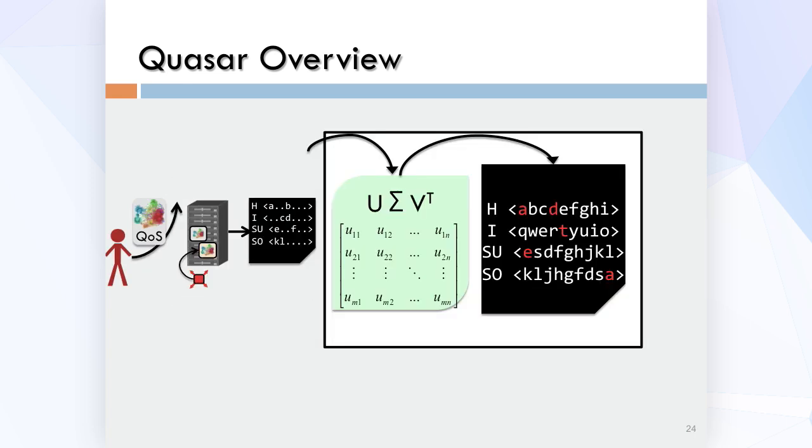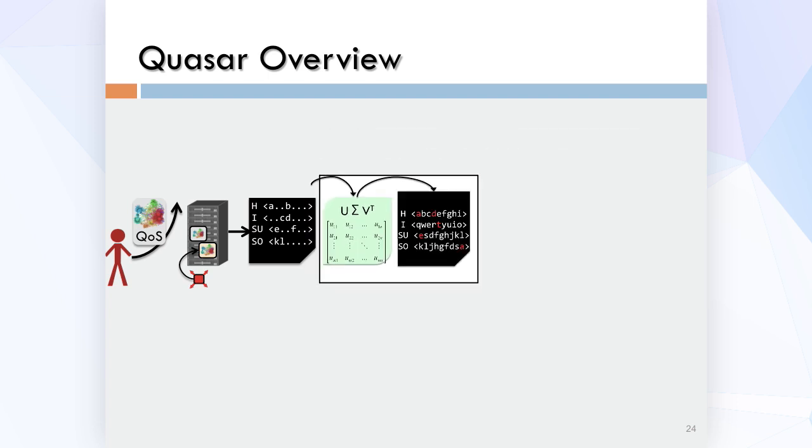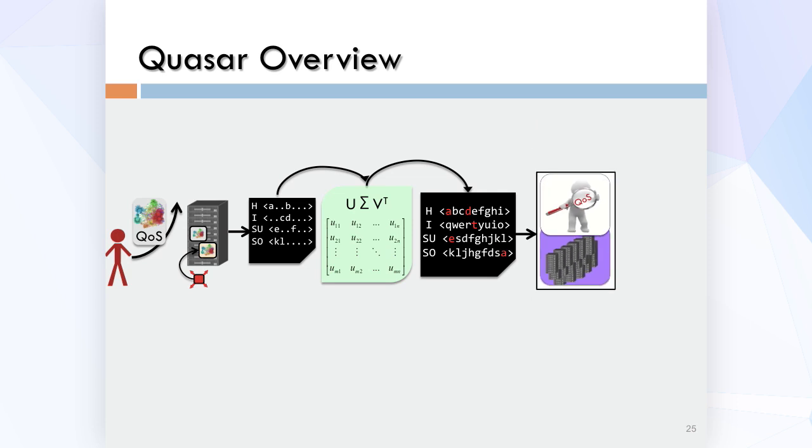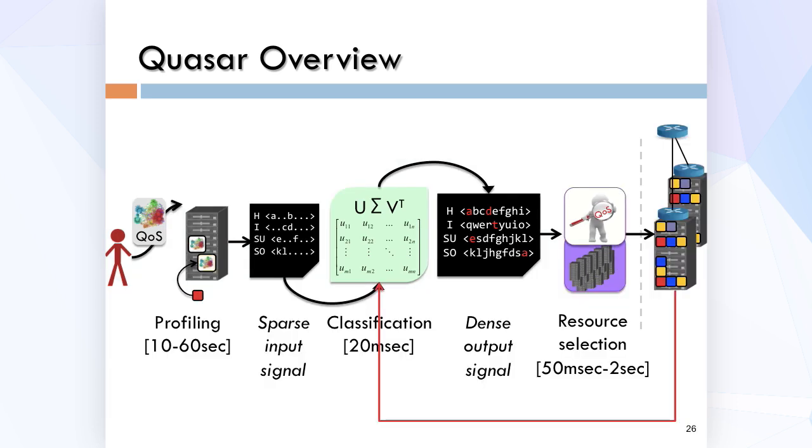Now the classification engine takes this sparse input signal and transforms it into a dense output signal, which essentially will tell us what are the performance resource trade-offs for each of the 4 classification types that I showed before. And then finally, a simple greedy algorithm, and let's assume it has full visibility in the server state, will take those recommendations and search for the best available resources given the resource preferences of that application.